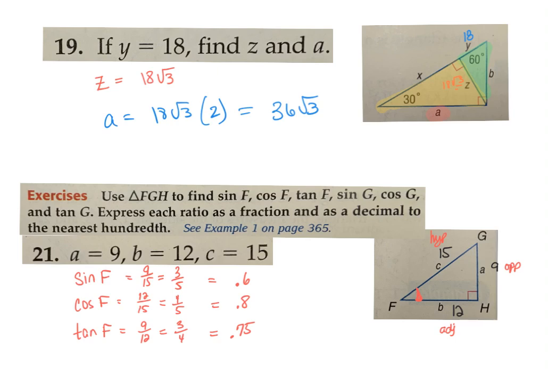And then for my G, you can relabel it if you want to. What do we know about G? If we don't want to relabel it, what can we do? Just flip the sine. Right, so my sine of G is going to be equal to my cosine of F. So sine of G is going to be 4/5 or 0.8. My cosine of G is going to be my sine of F, so it's going to be 3/5 or 0.6. And my tangent is just going to be my reciprocal, 4/3, so 1.3 repeating there.